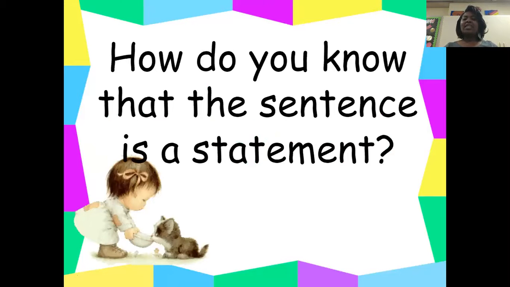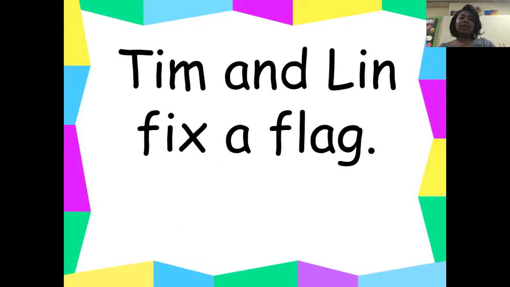All right, grammar, we're talking about statements. How do you know that the sentence is a statement? It's going to tell a whole idea. You're going to have that capital letter and that punctuation mark. And if it's a statement, the punctuation mark that you're going to use is called a period. Tim and Lan fix a flag. This is a statement.